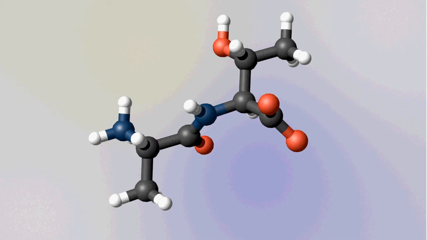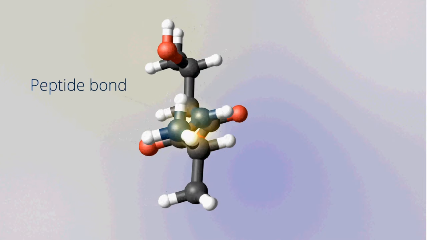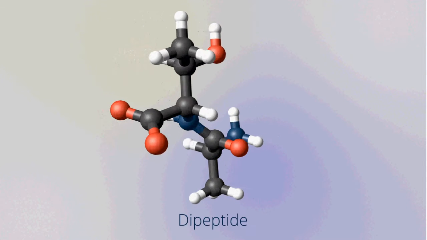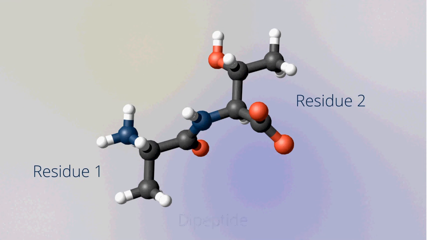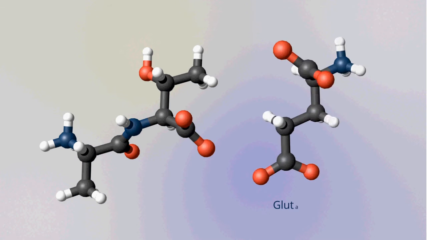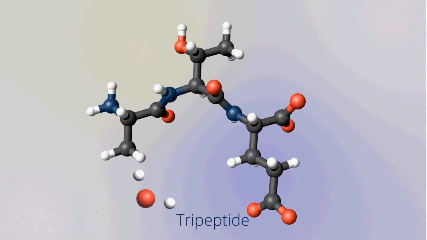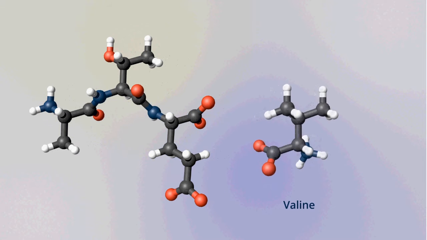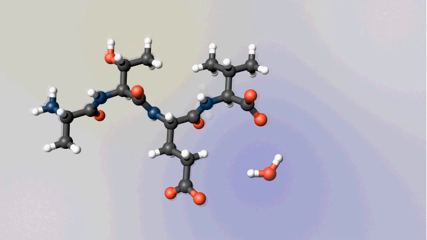The amino acids are now linked by a covalent bond, an amide bond called a peptide bond, and the molecule is known as a dipeptide. The remaining structure of each amino acid is called a residue. A third amino acid can be added to produce a tripeptide. Additional amino acids produce a longer chain.